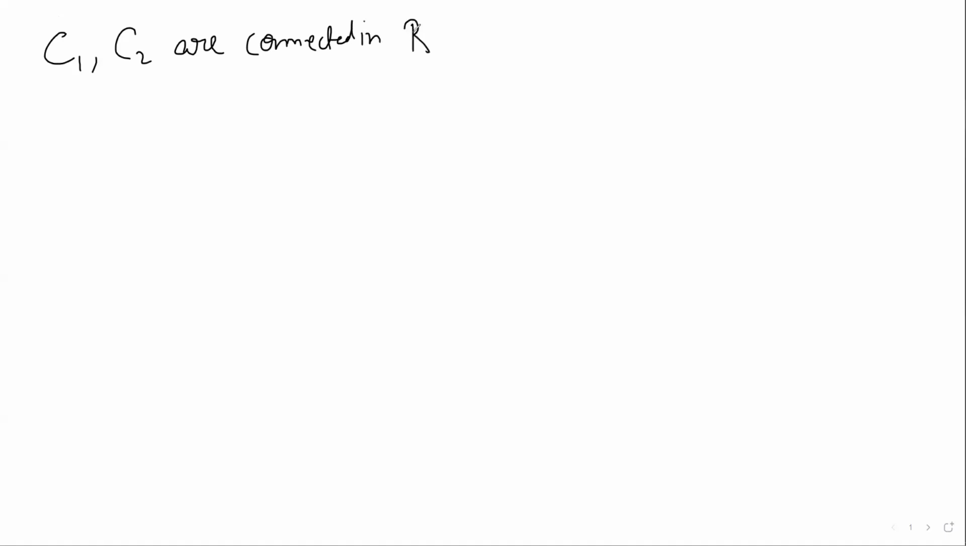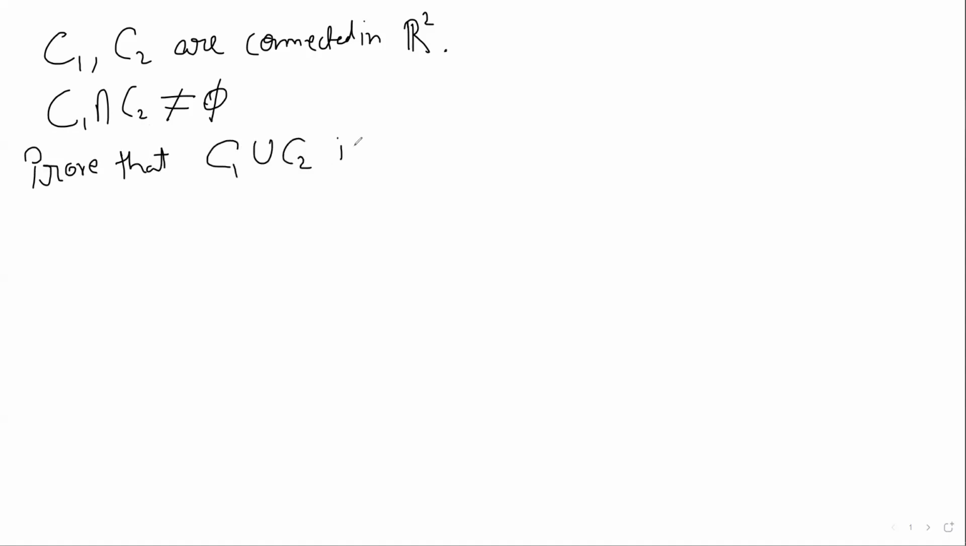Now that was all counterexamples and such, but now we are actually doing a problem; we'll have to prove something. C1 and C2 are connected in R2. C1 intersection C2 is not empty. Prove that C1 union C2 is connected. Now this is also a believable result. How do we prove it?